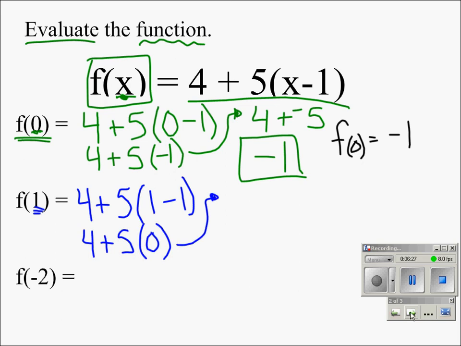Now I do my multiplication. I have a multiplication between that 5 and that 0 right there. 5 times 0 is 0. Now I do my addition. So that means f of 1 equals 4. Okay. I want you to try f of negative 2 on your own. Pause the video as you try f of negative 2 on your own.